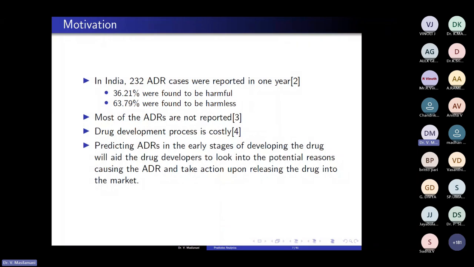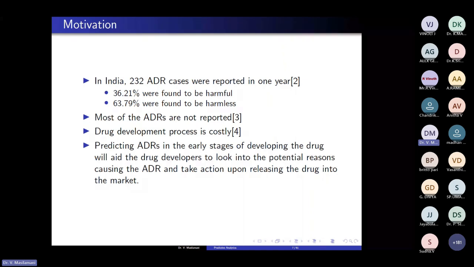Another issue with ADR research is that most of the ADRs are not reported. Out of 100 people who have taken drugs, let's say some 10 people are getting some side effects. Not all 10 will go and report to the doctors. Maybe one or two will go back to the doctor saying that the drug you gave created extra issues, and the doctor will record it in the medical history.